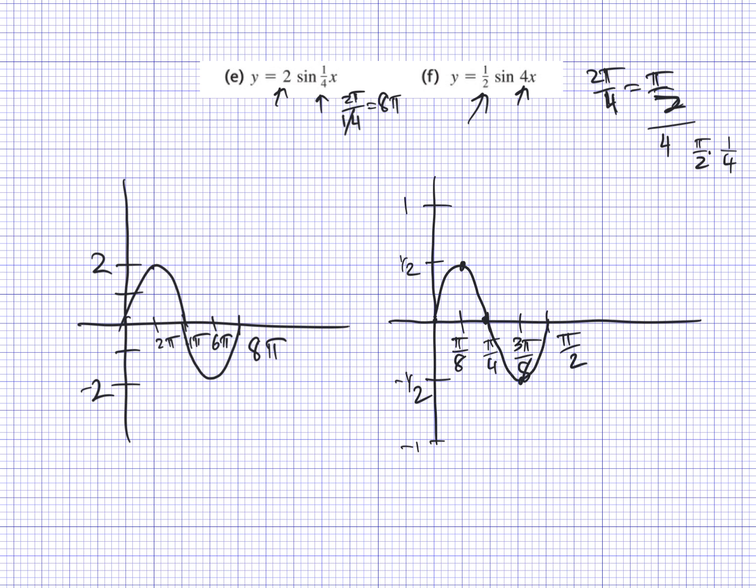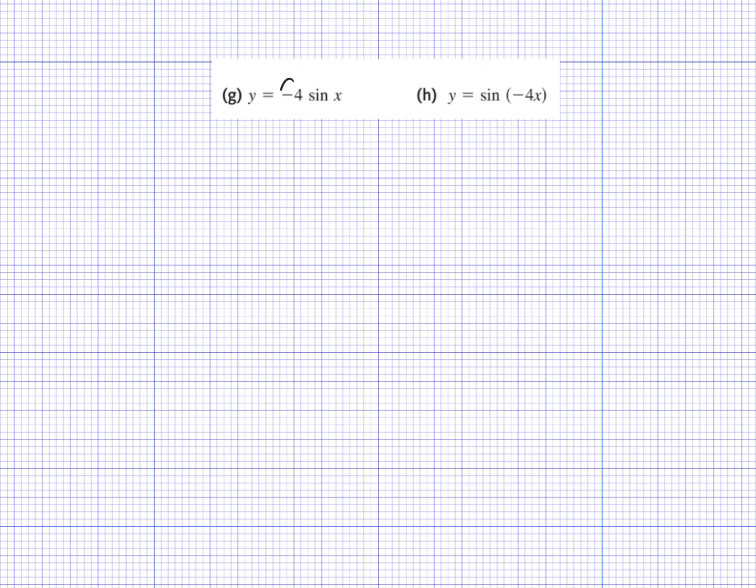And you just draw it like that. G, negative. This is outside your function, so the negative flips it vertically. So instead of your graph looking like this, it's going to do that instead. Our amplitude is 4 again. 1, 2, 3, 4. 1, 2, 3, negative 4.